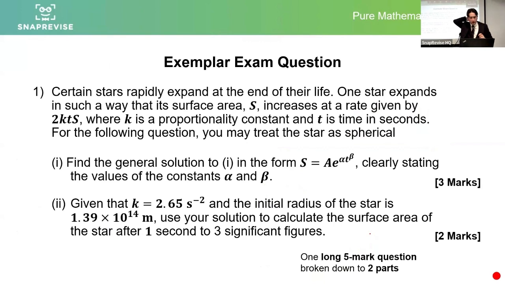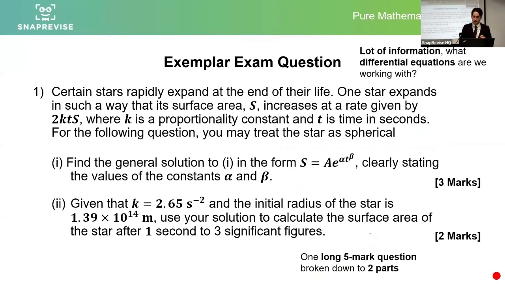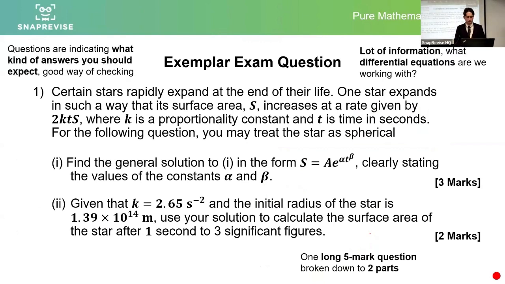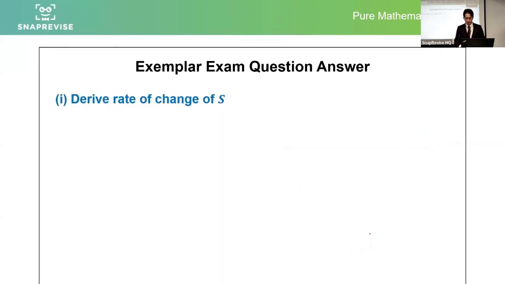So it's a 5 marker broken into 2 parts, 3 and 2 marks. We've got lots of information, so we'll sift through and work out what we need, what kind of answers we would expect. There's lots of letters, it's horrible to look at. Initial radius, we need to think what that means, and we need to go through it.